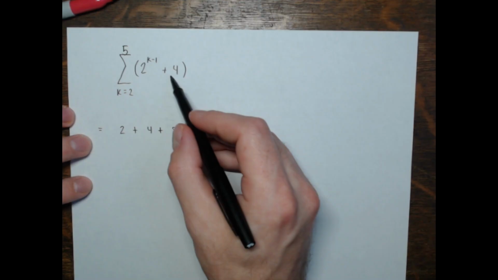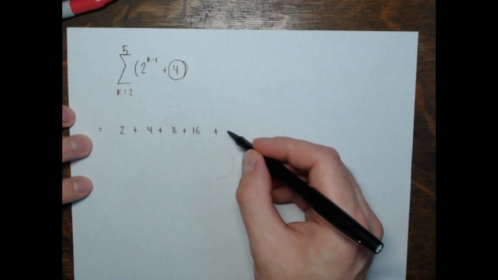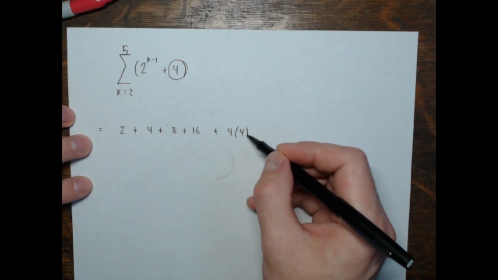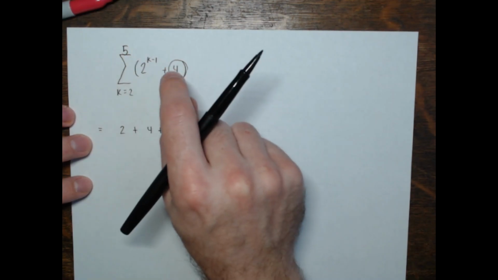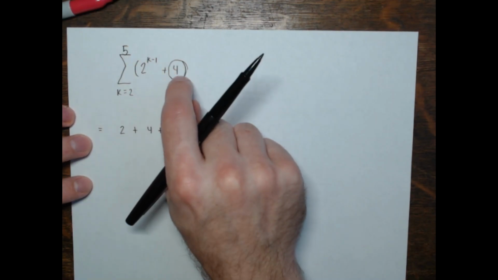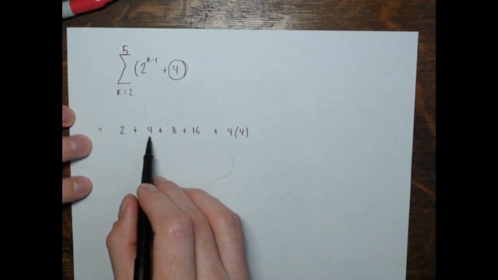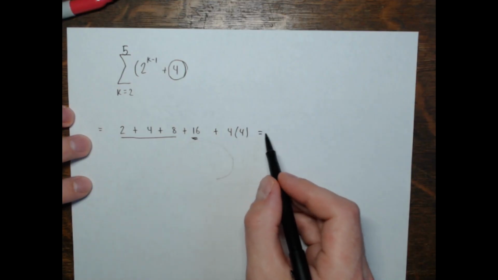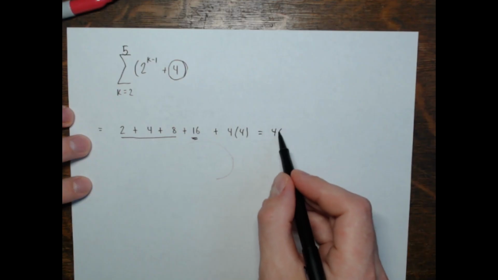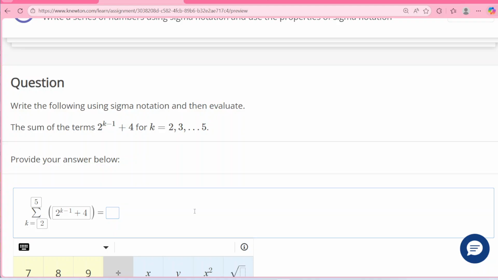That's it. And then again, you'd have 4 times, so plus a 4 times 4. And remember, the sum of a constant is just that constant times how many terms there would be. And it's 5 minus 2 plus 1 terms. So that's another 16. So this is 14 here, 30, 16, 30 and 16. So 46 is the total. So that's going on the right side here.